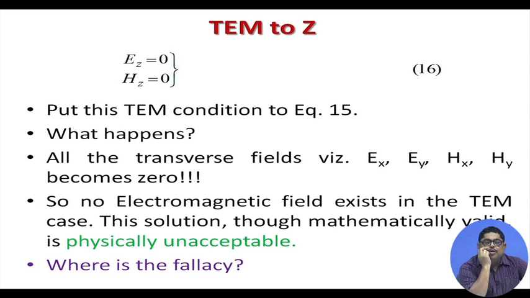Have we made some problem? This solution, it is true that one solution to Maxwell's equation is this, that all the fields are 0, but that is a trivial solution, that always happens. So, mathematically it is a solution, but physically not possible. That means TM mode cannot exist. Our mathematics says that.